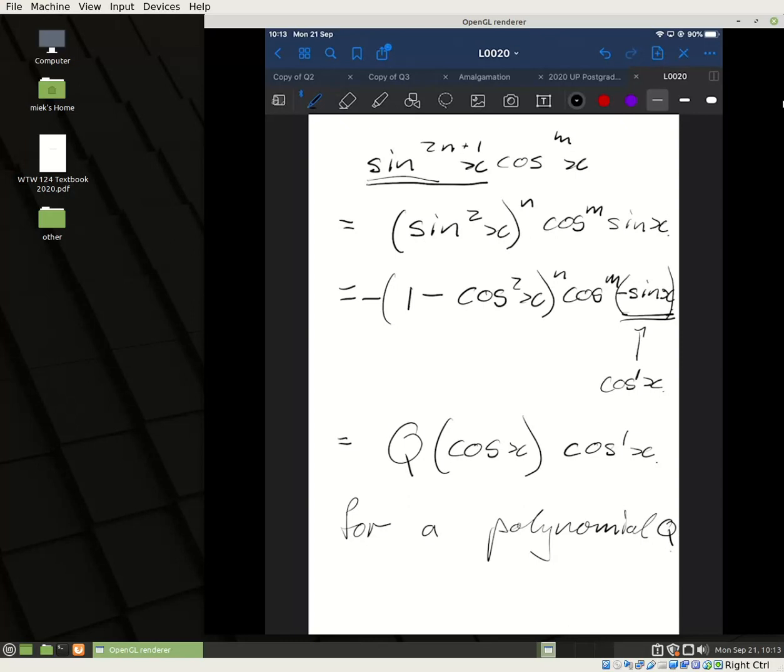Okay, and we've already seen that if we can get our integrand in this form, then our integral is easy to compute. Okay, in the next video we will look at an example.